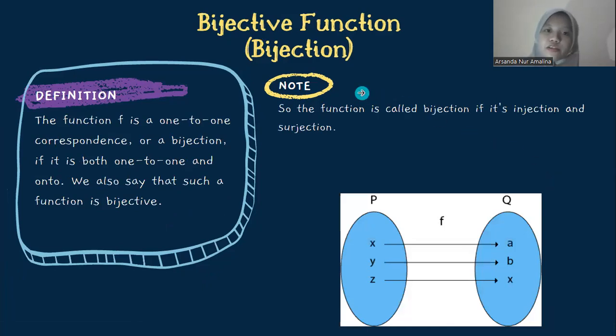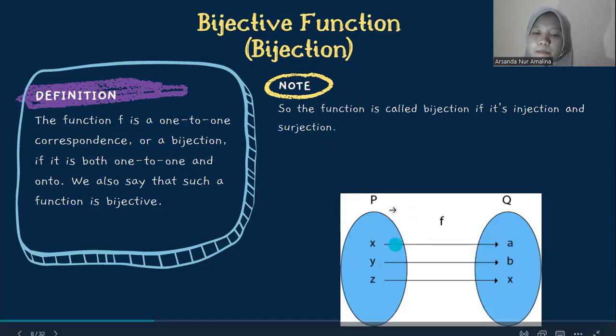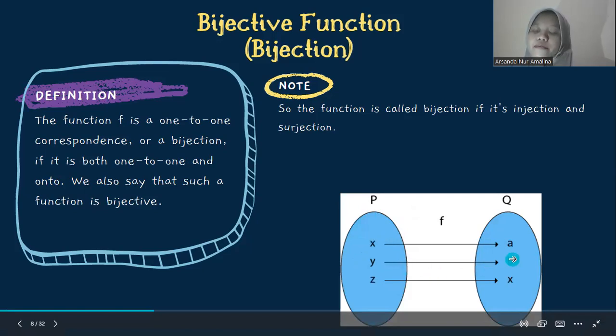Next is the bijective function, or we call it a bijection. The definition is: the function f is a one-to-one correspondence, or a bijection, if it is both one-to-one and onto. We also say that such a function is bijective. So a function is called a bijection if it is an injection and a surjection. This is an example of a bijective function. We know that every element of the domain has exactly one distinct partner, or image, in the codomain, or set Q in here.